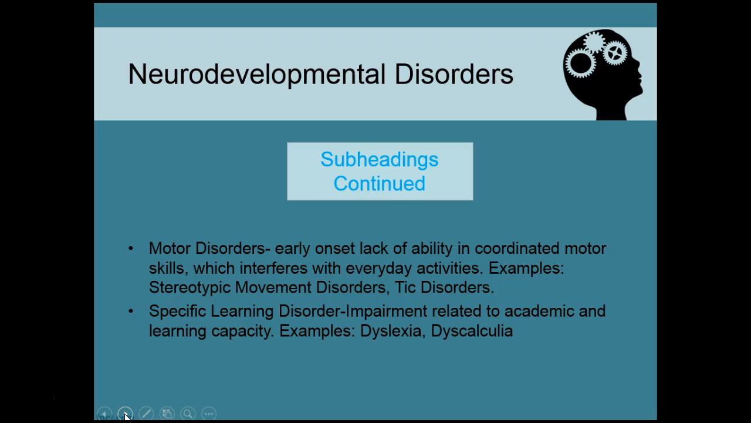Motor disorders have an early onset and involve the lack of ability in coordinated motor skills. This interferes with everyday activities. Two examples are stereotypic movement disorders and tic disorders. Specific learning disorder involves impairment related to academic learning capacity. Examples would include dyslexia and dyscalculia.